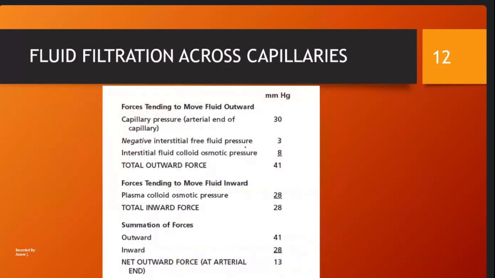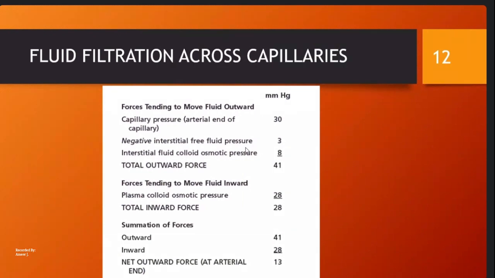Let's see the values of these factors. At the arterial end, as you see here, the capillary pressure is about 30. The negative interstitial fluid pressure is about 3, and the interstitial fluid colloid osmotic pressure is about 8. Therefore, the sum of these factors that all tend to filter water from the capillary into the interstitial tissue is 41.